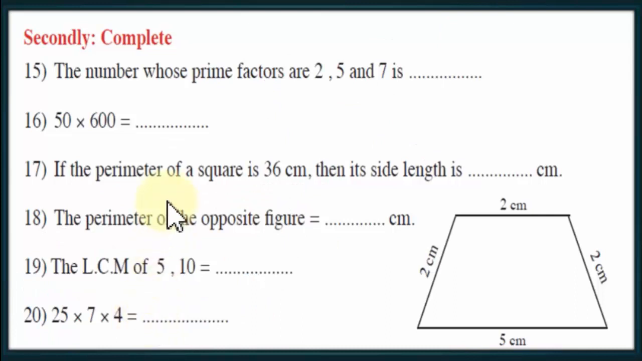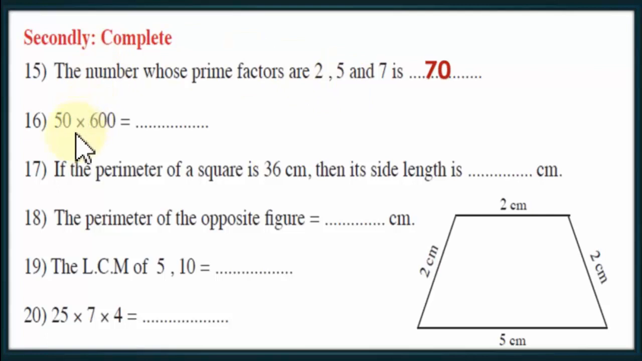Secondly, complete. The number whose prime factors are 2, 5, and 7. Multiply those digits. 2 times 5 equals 10. 10 times 7 equals 70. So the number is 70.